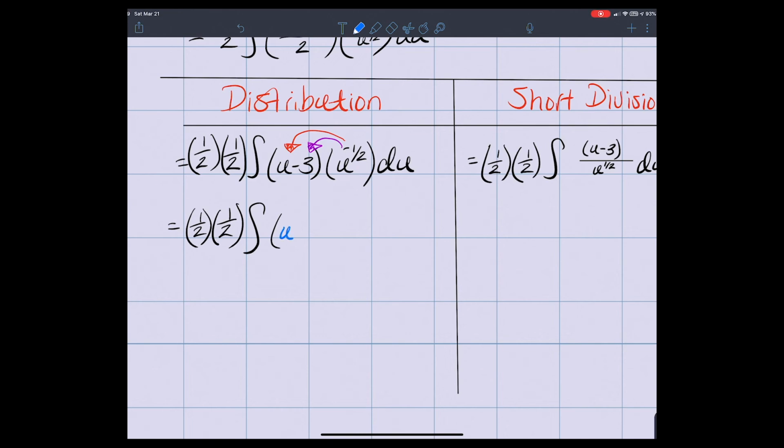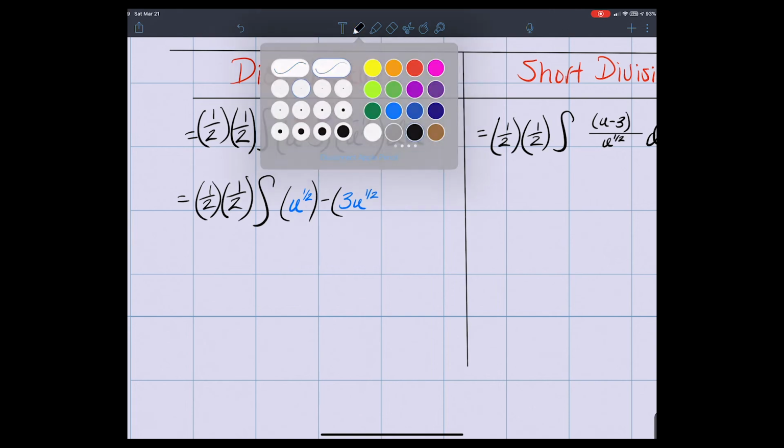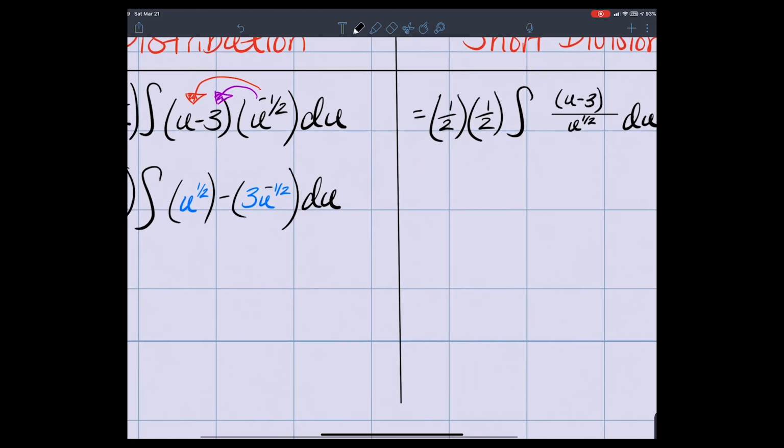So this is going to be u to the 1/2, 3u to the 1/2. So far, and that's literally all we did. That's probably good. That's literally all we did.